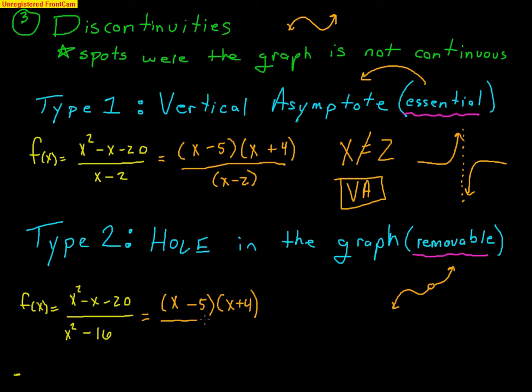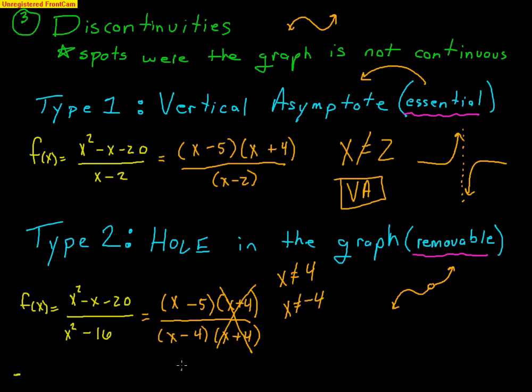Again, I've said it several times in this video already. Always factor. x minus 4 times x plus 4 on the bottom. Okay, now let's analyze this real quick here. Two numbers I must exclude. I must exclude 4. I must exclude -4. Both of those make my denominator 0. But the x plus 4 gets canceled out, or gets removed. That's why it's called a removable discontinuity.